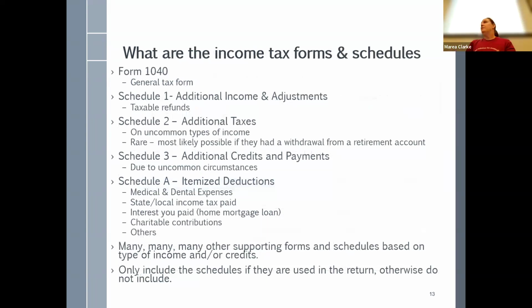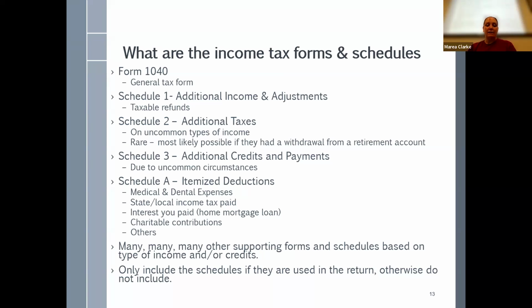So let's talk about what the different tax forms are. Form 1040 is kind of the general tax form. It's the high-level form that everybody who files a tax return as a resident fills out. Schedule 1 adds additional income and adjustments. Generally, the ones we would see there would be taxable refunds. Otherwise, not a lot of common information on that for us.